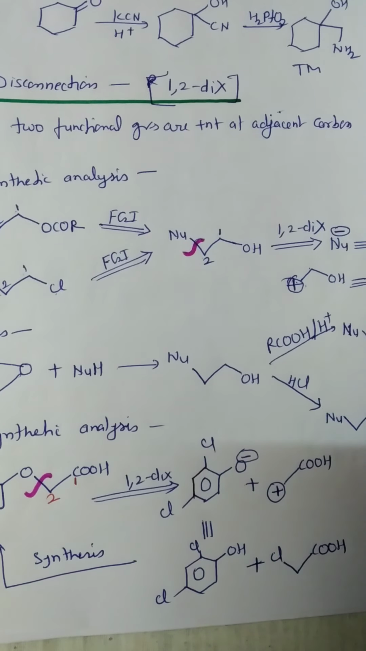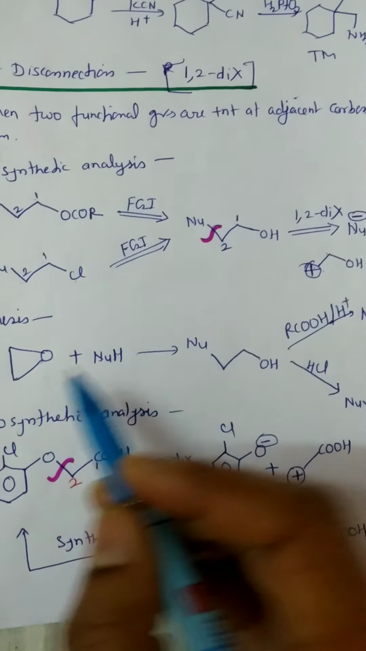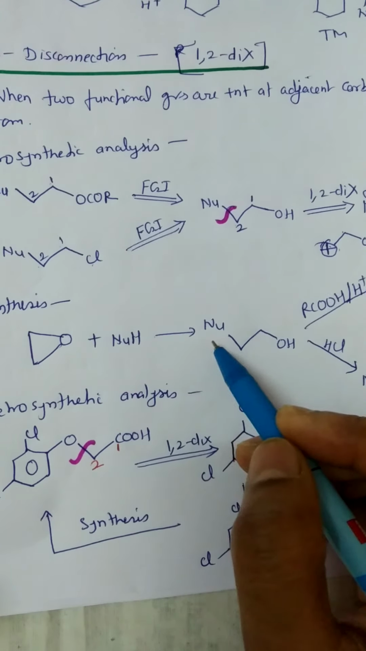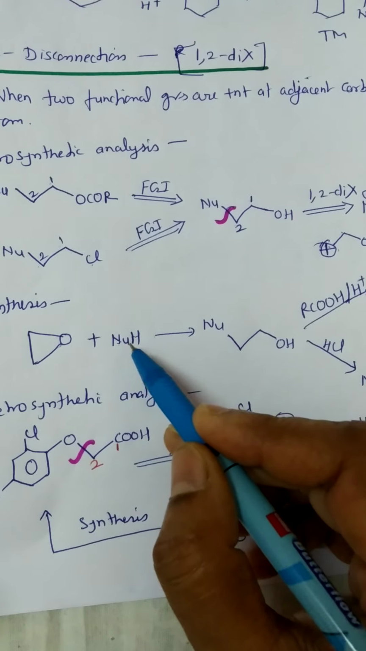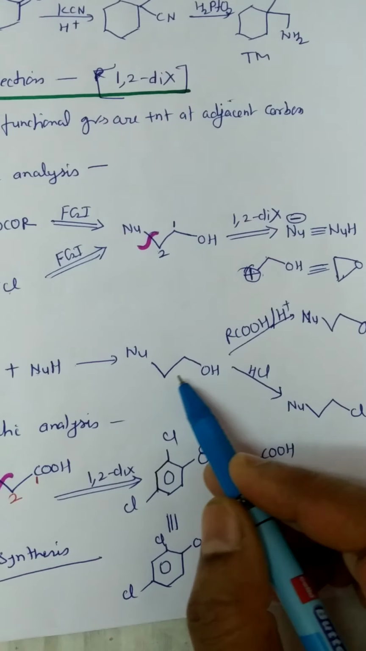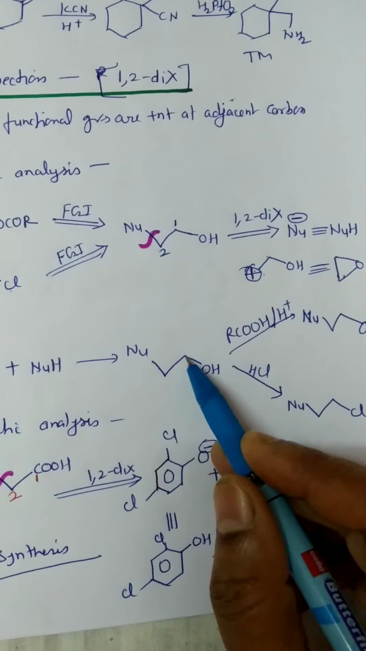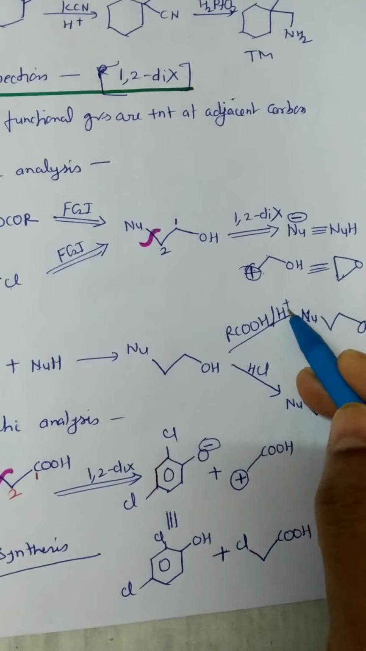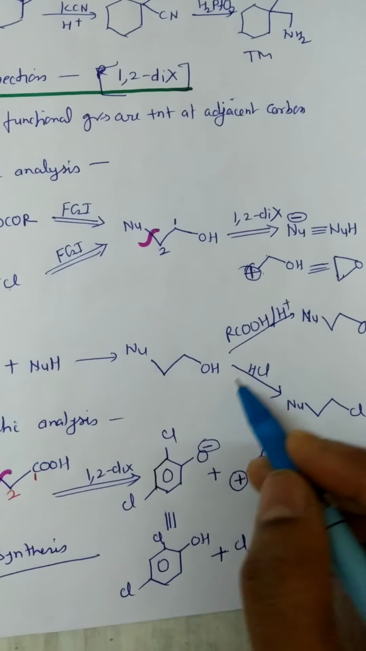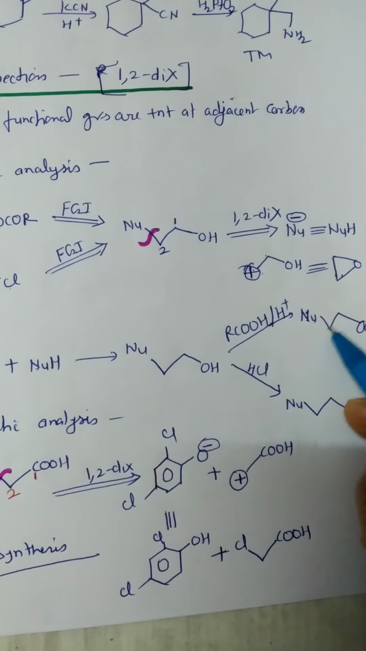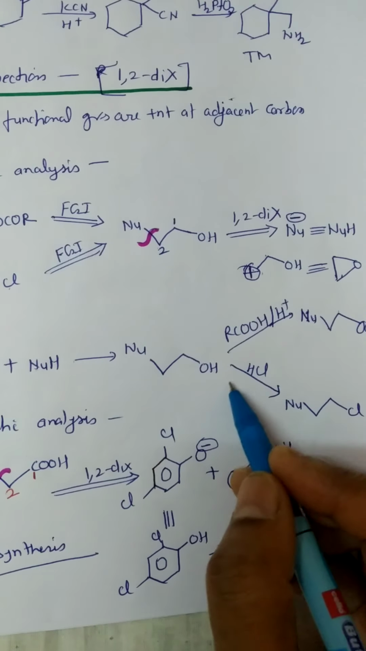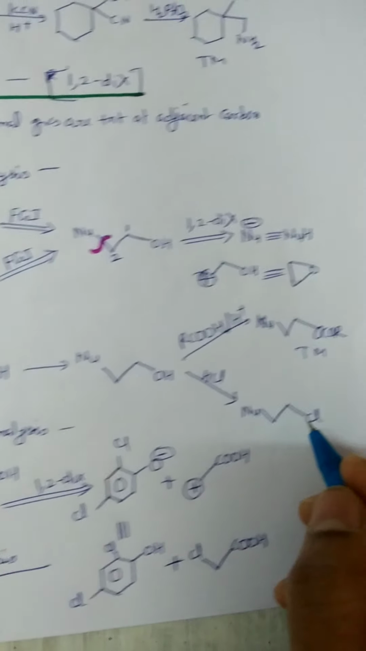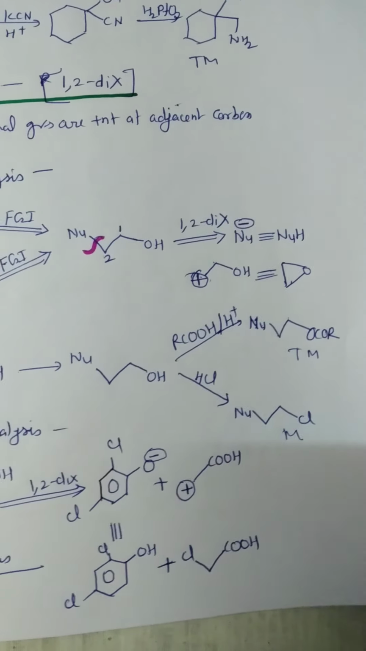here the starting material is epoxide and this NuH, and on addition of this compound to this epoxide, it forms this type of compound, which on reaction with acid, in presence of H plus ion, forms NuCH2CH2OCOR, and here in presence of HCl, it forms the target molecule of this type.